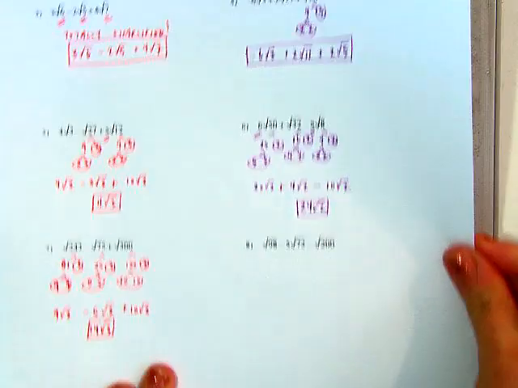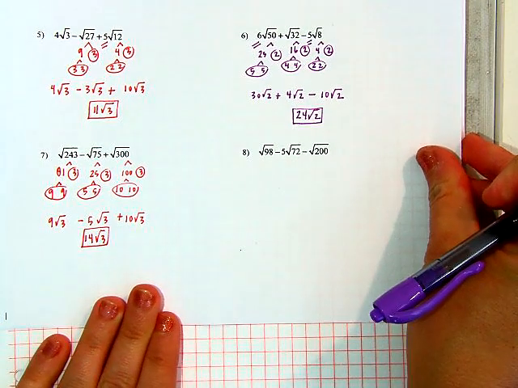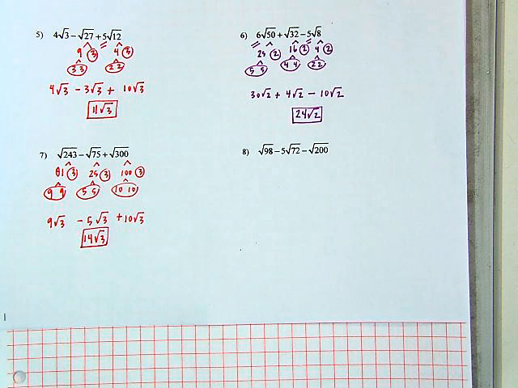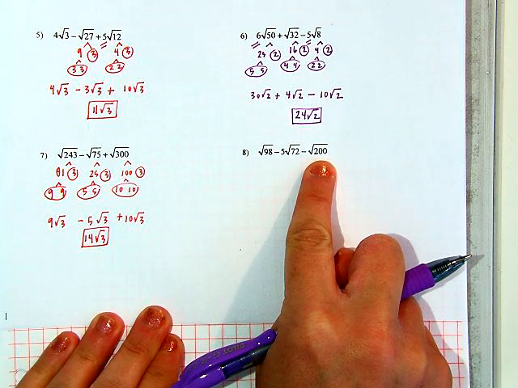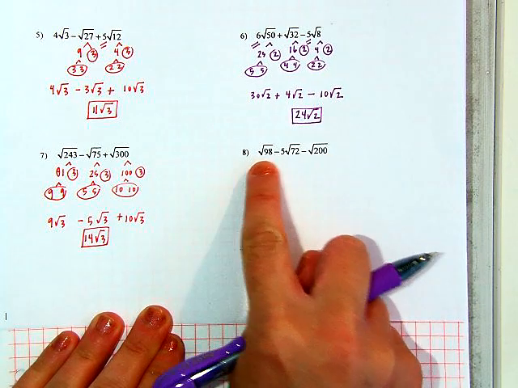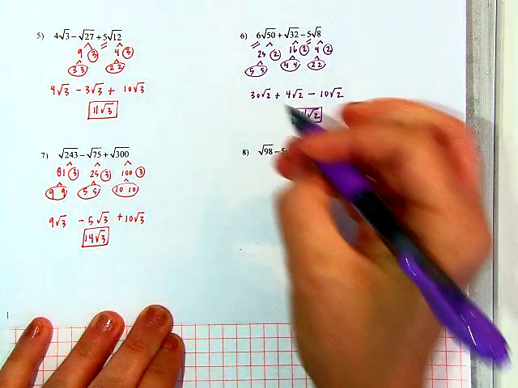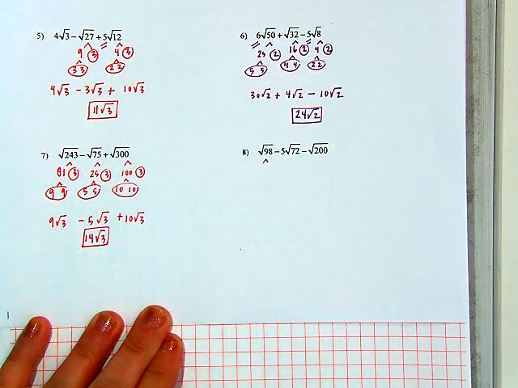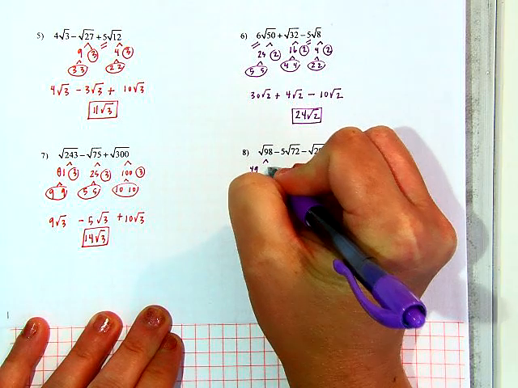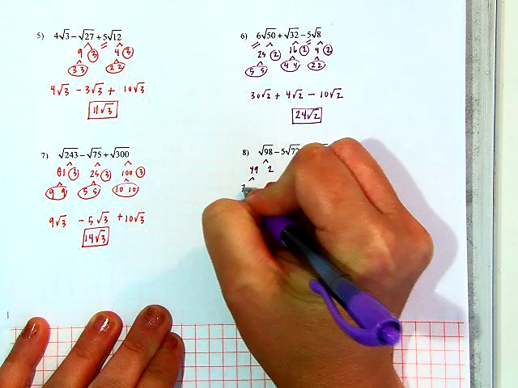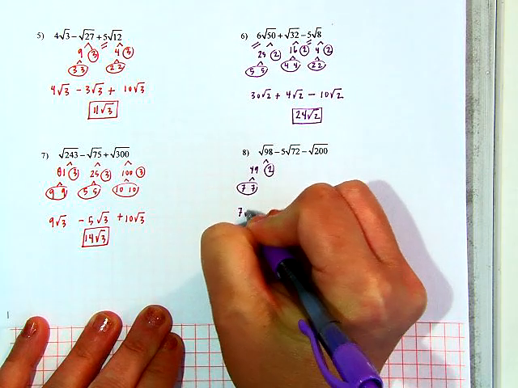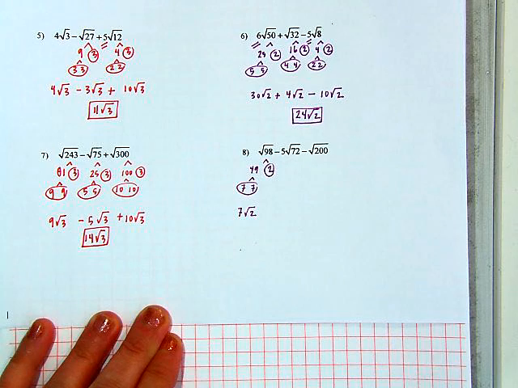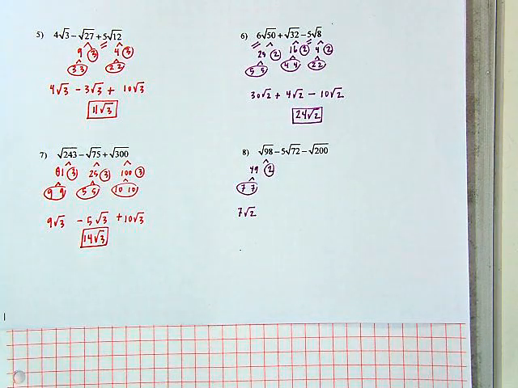Okay, last one, problem 8. Let me just slide that up. So here, when I look at each term, I'm seeing that they don't match. None of these match. I do not have the same radicand. So what I need to do is simplify each individual term first. So square root of 98, I know that that is 49 times 2. 49 gives me a pair of 7's with that 2 that stays behind. So it simplifies to 7 root 2, or 7 times the square root of 2.